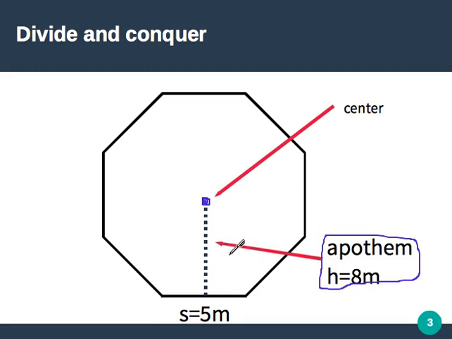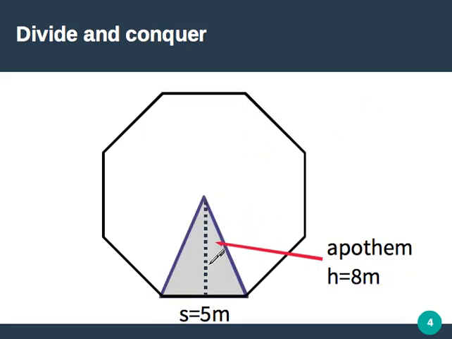Alrighty then. Now let's notice something here. If we connect this point with one of the corners and another corner, we get a shape that is very familiar to us: a triangle. If we know that this apothem is 8 meters, we can say that it's like the height of a triangle, and from here to here is the base of that same triangle. So with that information, we can get the area of this little shape over here.